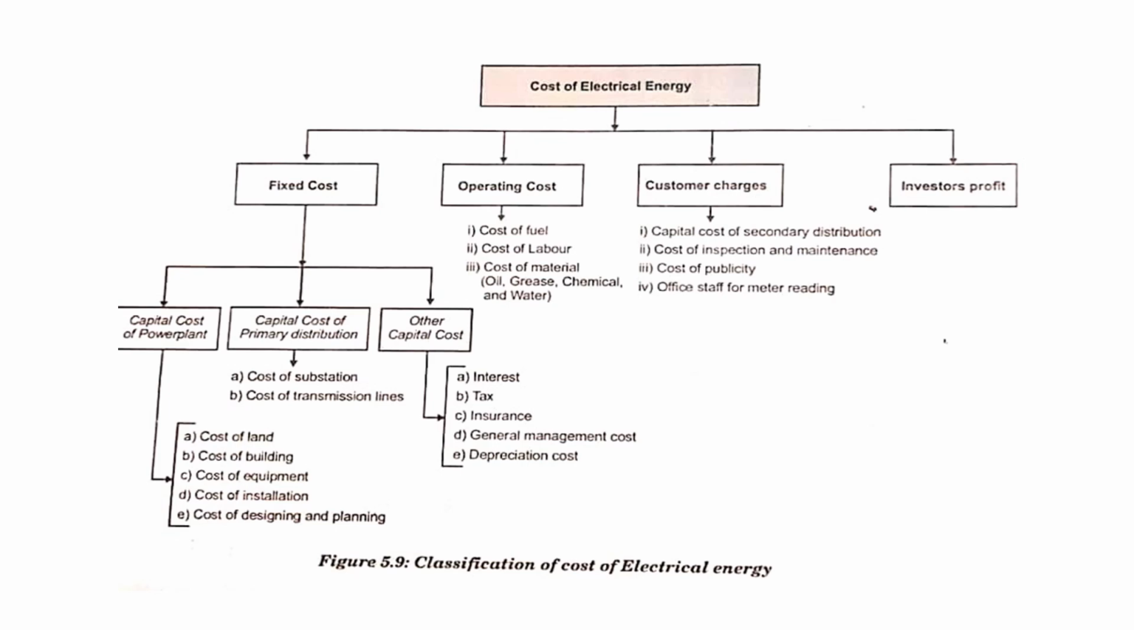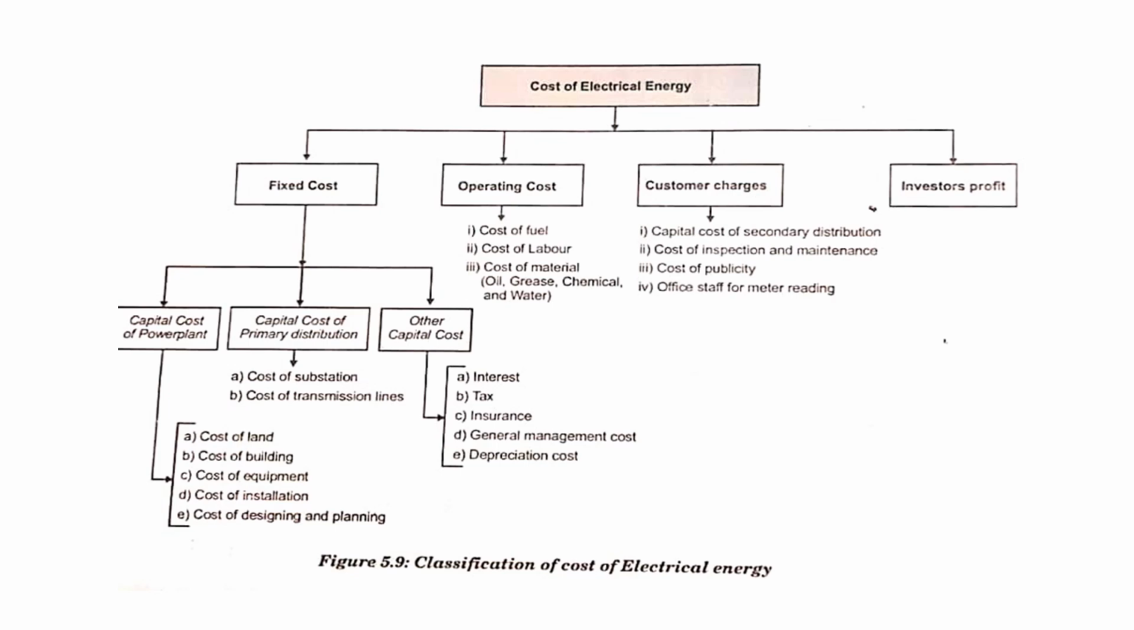That is, we have to install substations at various places and transmission lines to take the current from one place to another place. Distribution. This is the second part of the fixed cost. Third part of the fixed cost is interest, tax, insurance, general management, and depreciation cost. All the three costs will be added and classified as fixed cost: capital cost of power plant, capital cost of primary distribution, and other capital costs like interest, tax, insurance, depreciation, etc. This is about fixed cost.